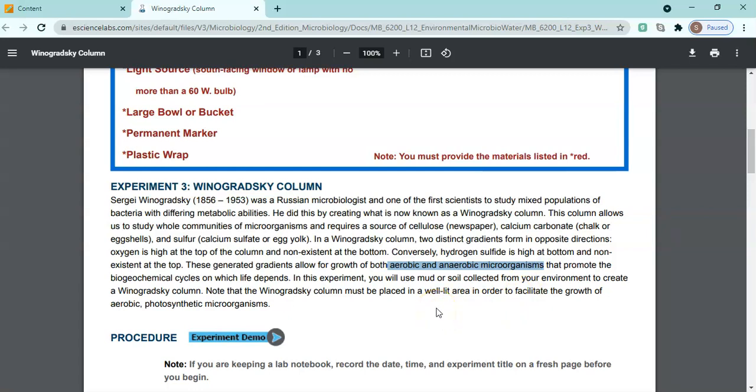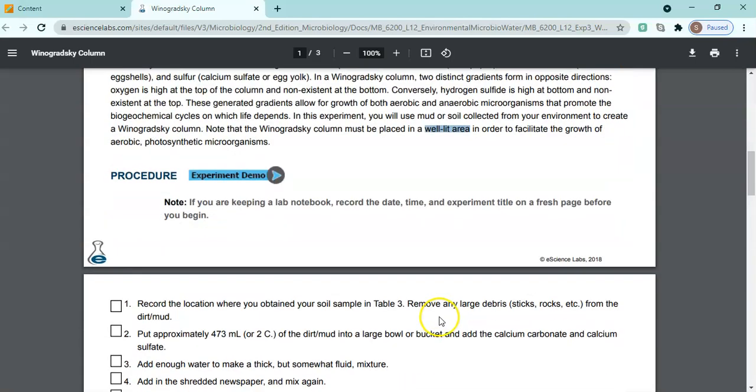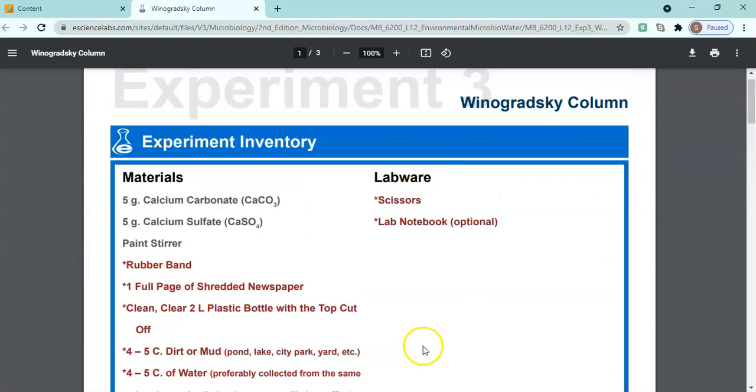We also talked a lot in this lab about the different environmental cycles, the carbon cycle, the nitrogen cycle, the sulfur cycle, and the phosphorus cycle. All 4 of these were prevalent in chapter 26, which is our chapter this week. And remember that carbon and nitrogen are atmospheric cycles. Sulfur and phosphorus are the sedimentary cycles. The Winogradsky column, again, environmentally had to be in a well-lit area, sunlight to help support and facilitate the growth of our aerobic photosynthesizers.